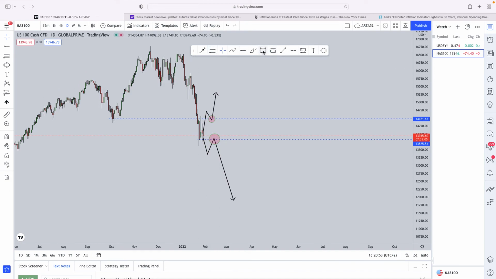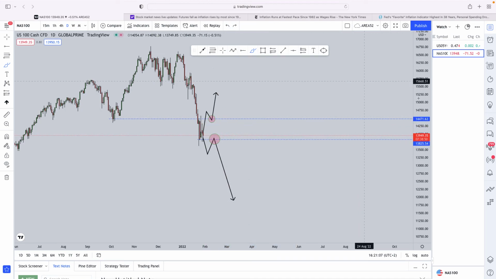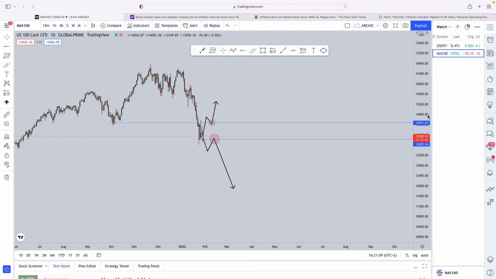We could potentially go into this consolidation phase here. This consolidation phase lasted almost 3 months. Now we could potentially see the NASDAQ do that as well. But the best thing is to be reactive and not predictive, and learn to adapt to the ever-changing market environment.